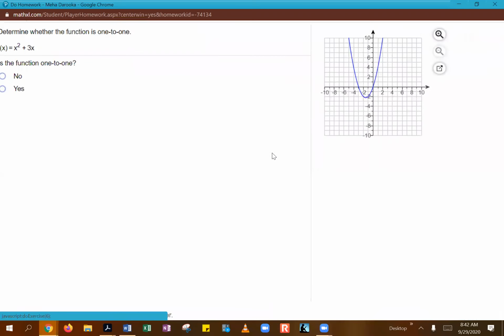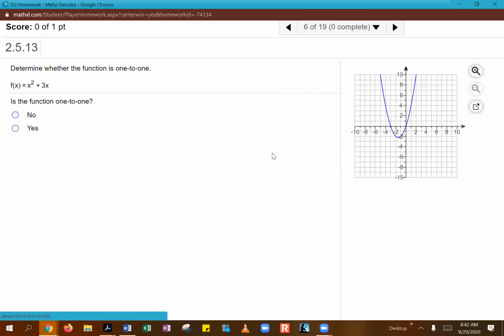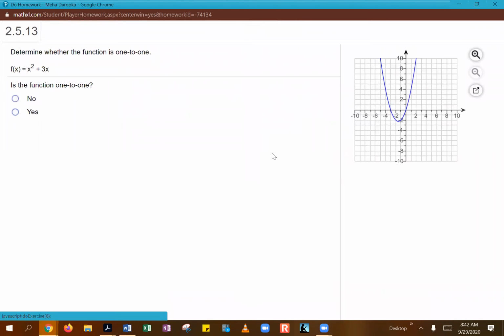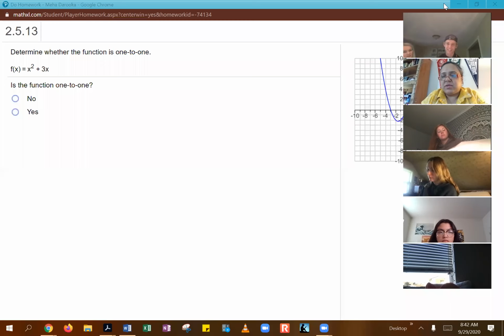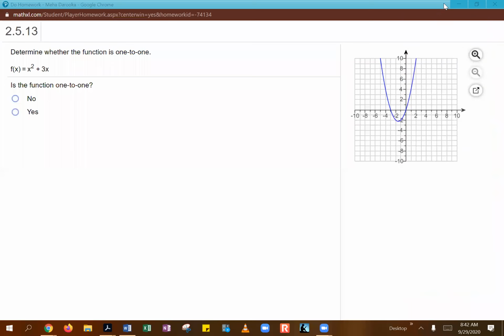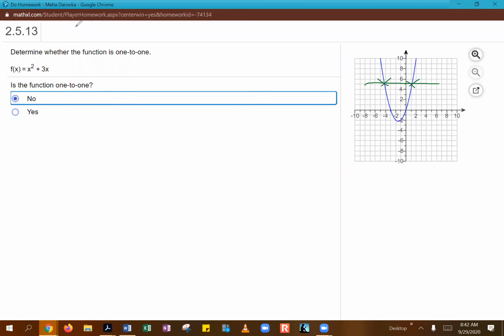So let's start with this guy over here. What do you think? Is this function going to be one-to-one or not one-to-one? No, it is not one-to-one. Yeah, because it's going to fail that horizontal line test, right? If we just draw a horizontal line through that, you can see it's going to cross at 2 points. So definitely this function is not one-to-one.